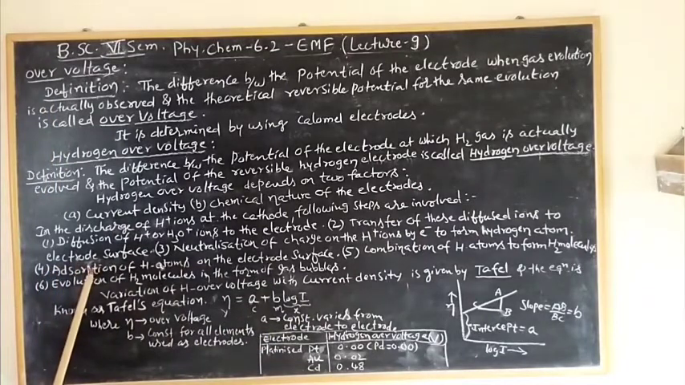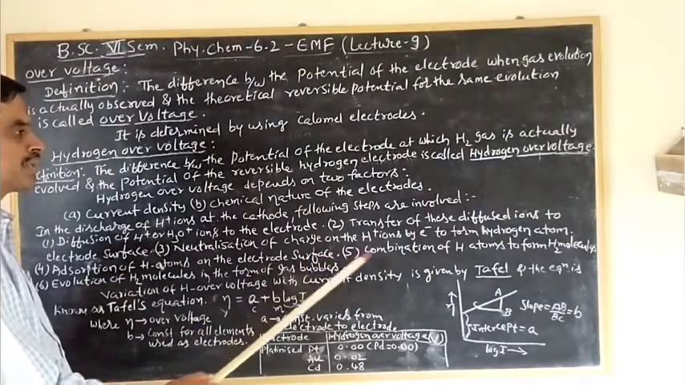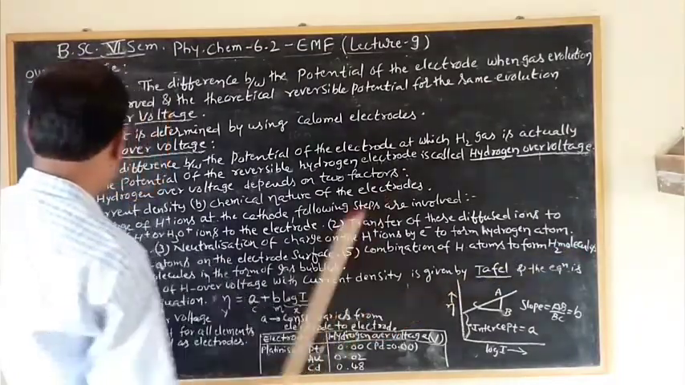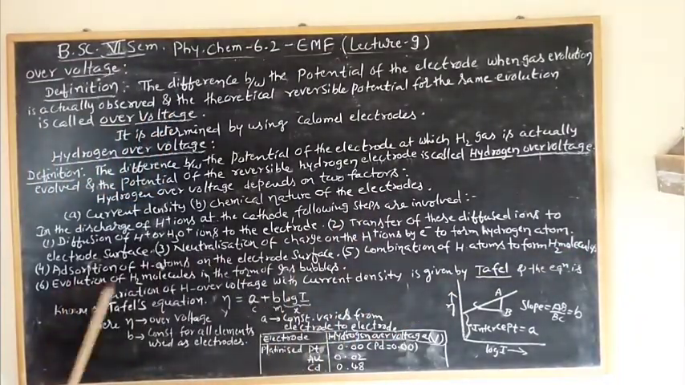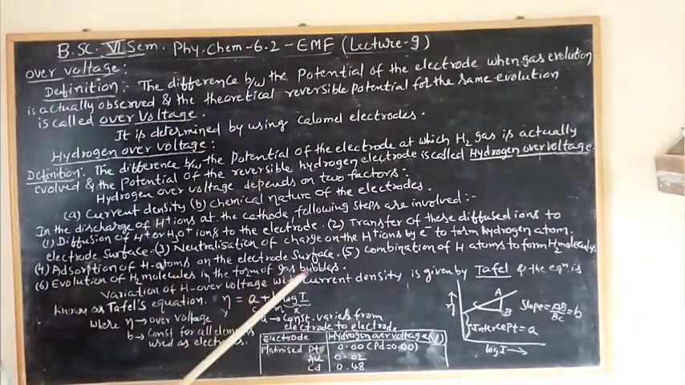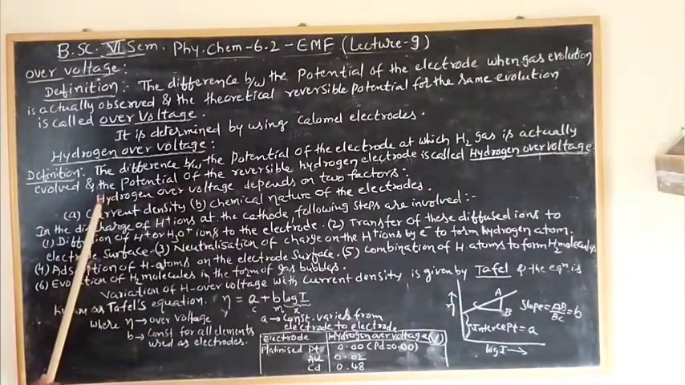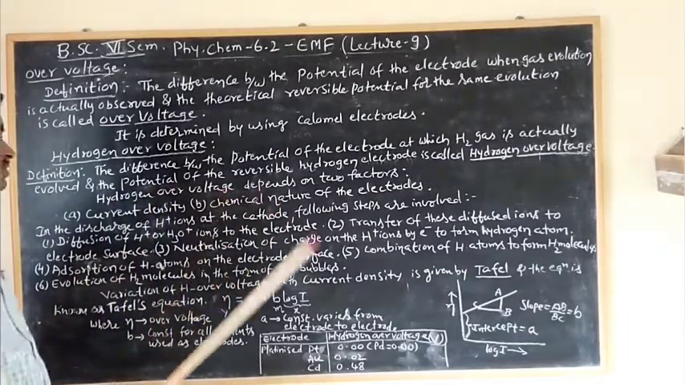Fourth one, adsorption, it is not absorption, adsorption of H atoms on the electrode surface. Fifth one, combination of H atoms to form hydrogen molecules. Lastly, sixth one, evolution of hydrogen molecules in the form of gas bubbles. So these are the 6 steps for the development of hydrogen over voltage.